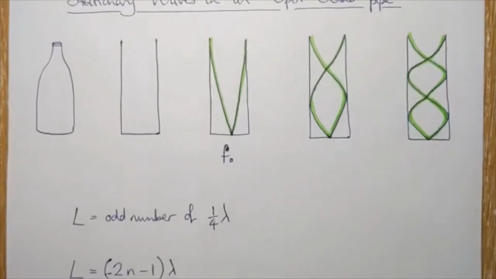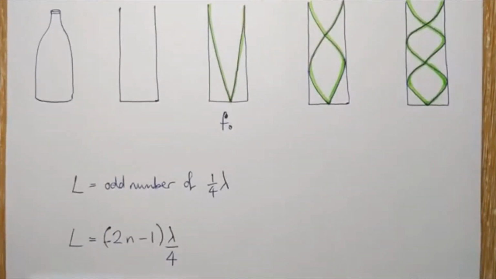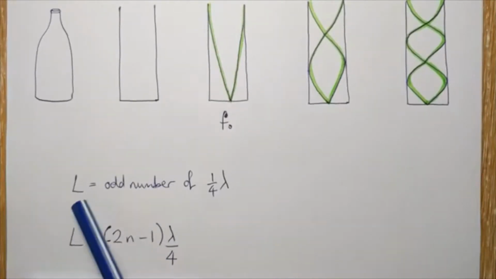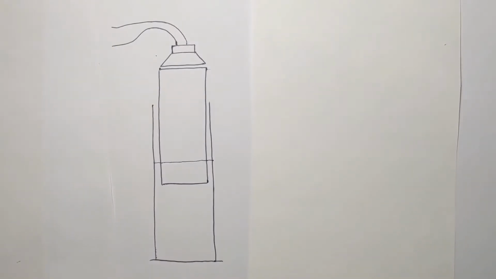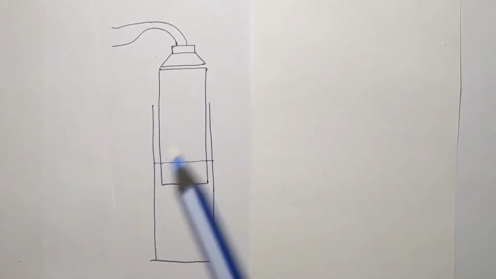Now you can write that as a formula like this, however there's no need. If it was me, I would just keep writing this: the length of the pipe needs to be equal to an odd number of quarter wavelengths. We can use this setup to find the speed of sound in air. And so this is how we do it.